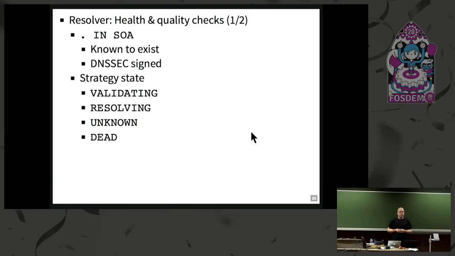So we can find out, is this strategy validating? Or does it strip RRSIGs or DNSKEYs, which happens on some middle boxes or on some open public resolvers? Then we assign this thing is resolving. Or maybe we just can't talk DNS to the outside world because 53 or 853 are blocked. Then this strategy is clearly dead and we will not hand any queries to it.